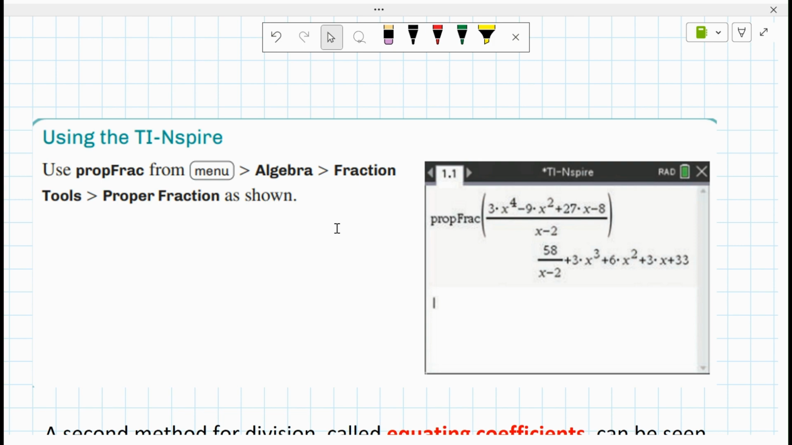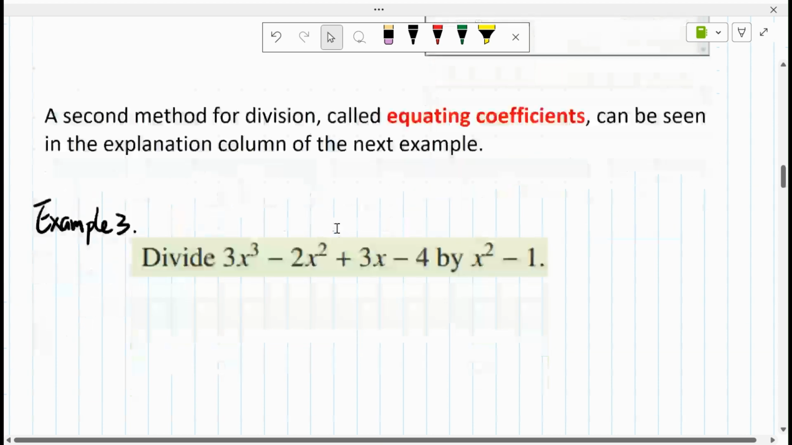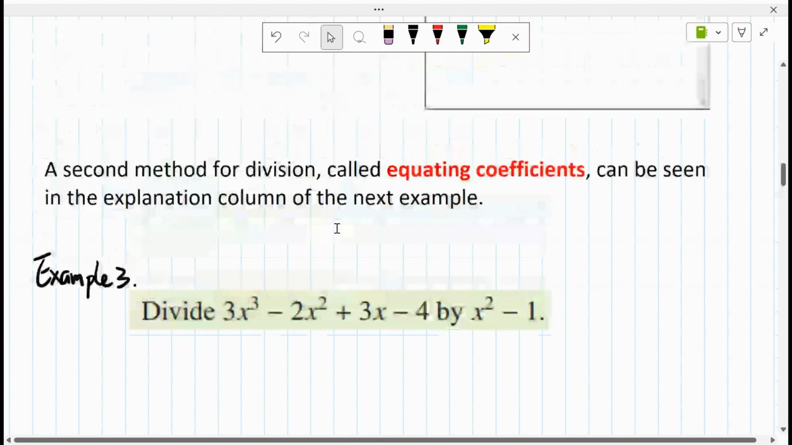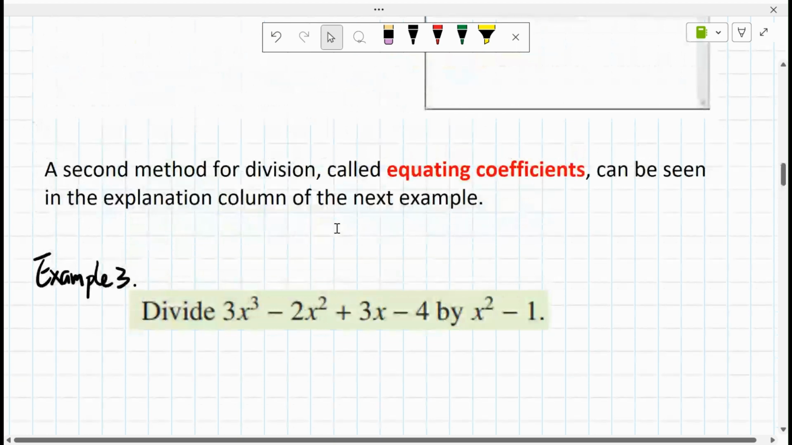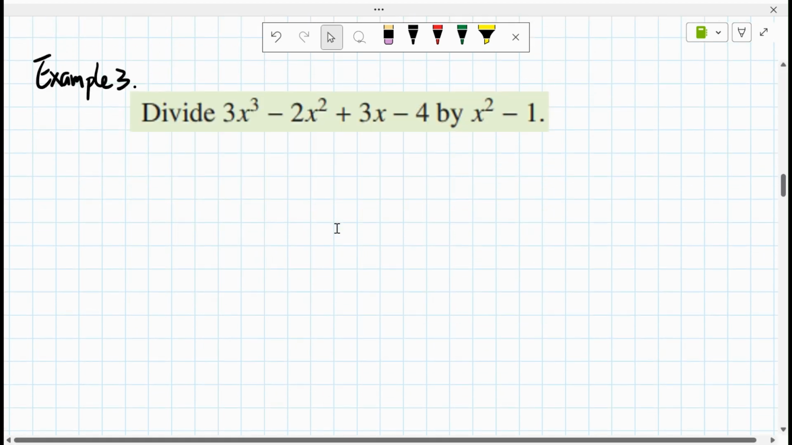All right. Now we're going to look at increasing coefficients. You can see the second method, which is called increasing coefficients, and the explanation is in the column of the next example. Let's have a look.